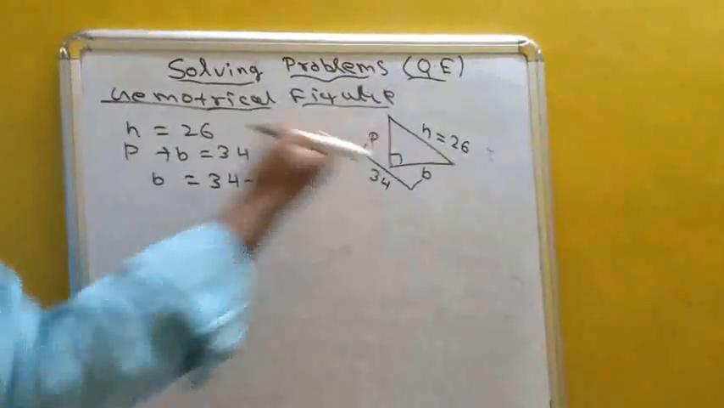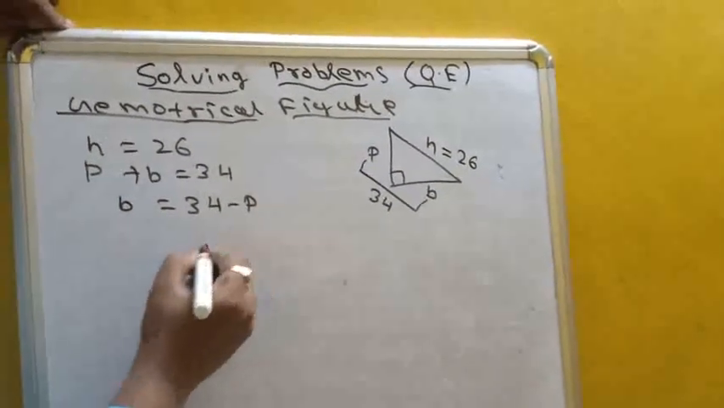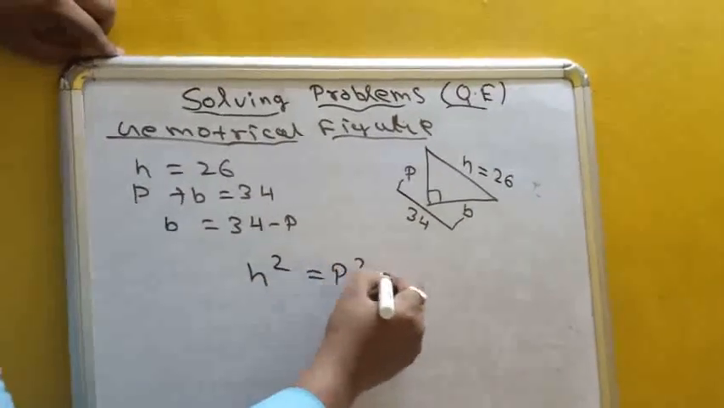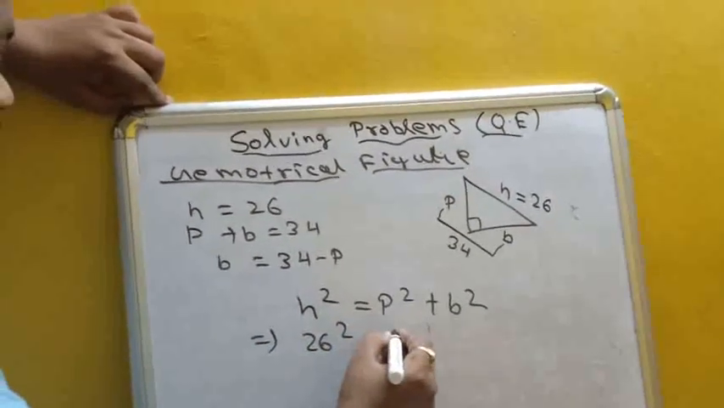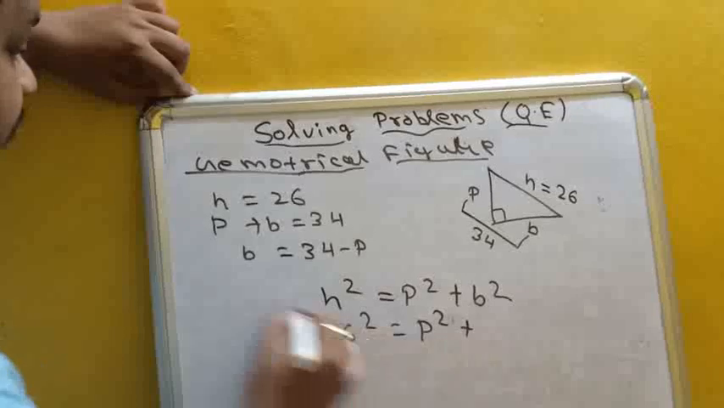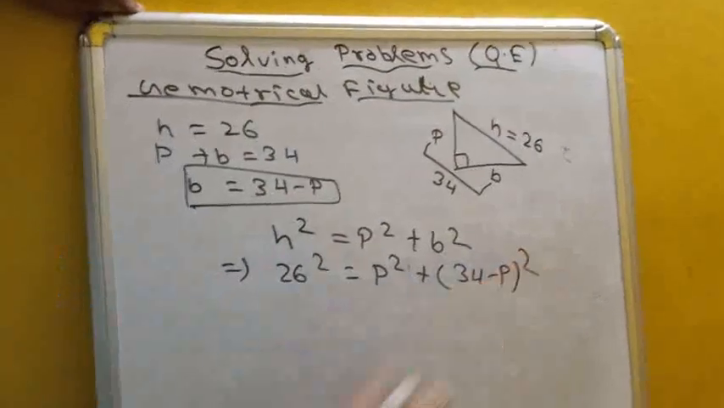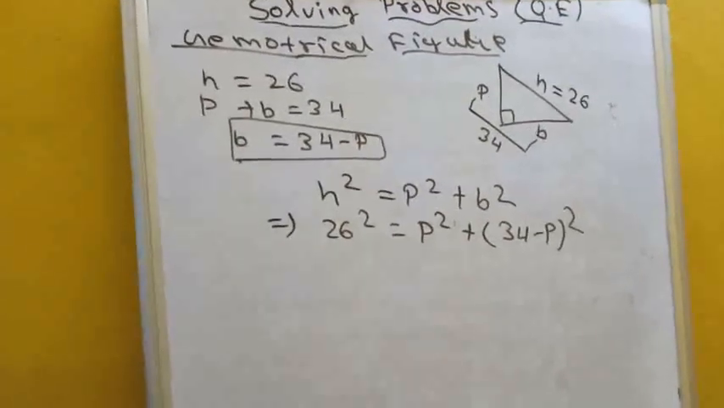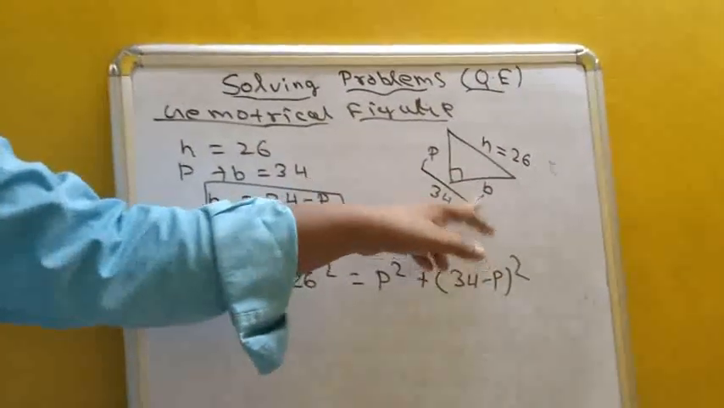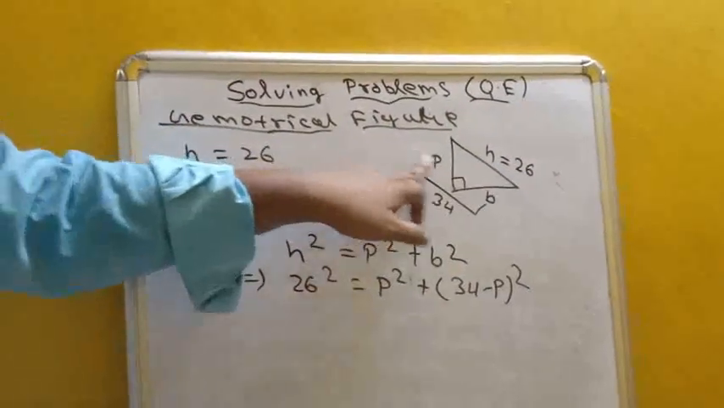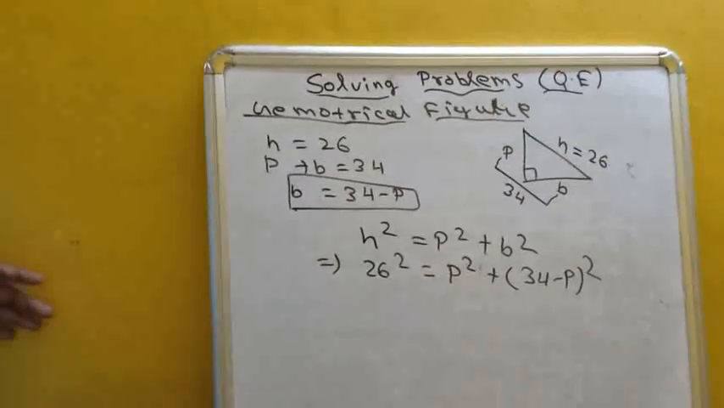But you know that this one is a right angle triangle, so the formula is H square equals P square plus B square. H square means 26 square, and P square you can write as P square. Instead of B, you can put 34 minus P, so 34 minus P whole square. This one is about a geometrical figure. Sometimes he will tell you H equals 26 given, and the difference between the two sides equals 5. So you have to take x, then the other one is x plus 5. Like that, the geometrical figure problem will be given.